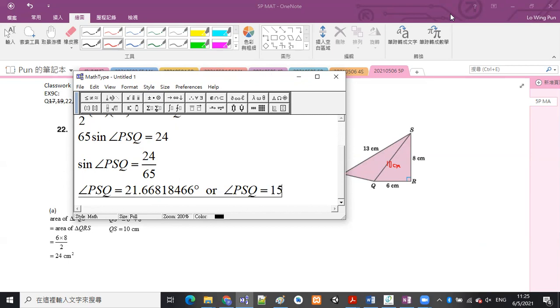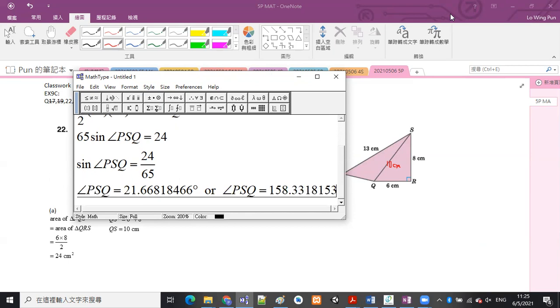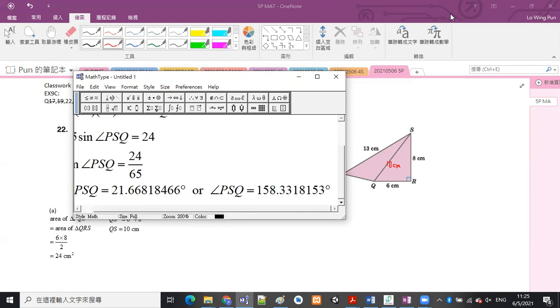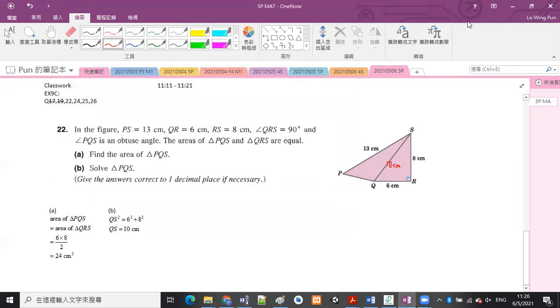That should be 158.331815 degrees. Okay, but I can reject this angle. You know why? I don't have the different angle for me to add them together to check whether it's 180 degrees or not. But there is one sentence from the question that gives us hints. What is that? Yes, angle PQS is an obtuse angle.